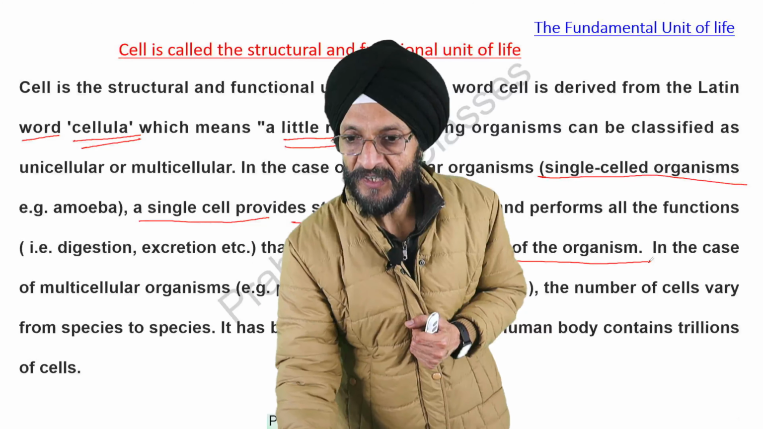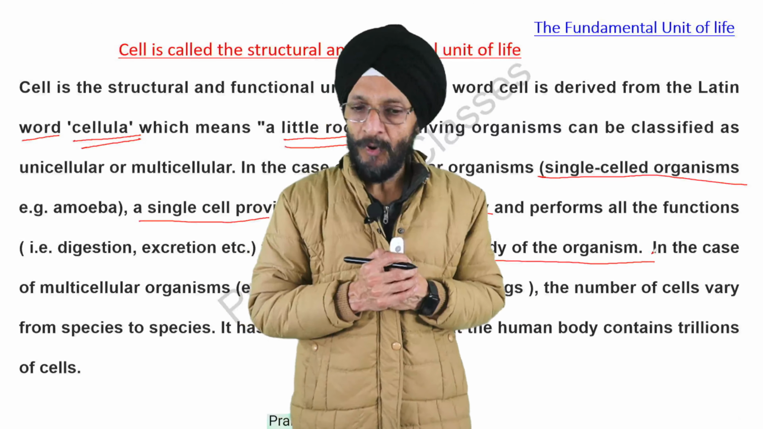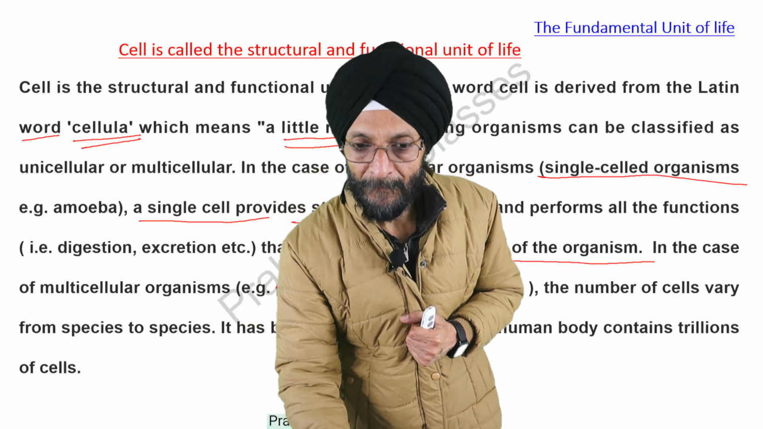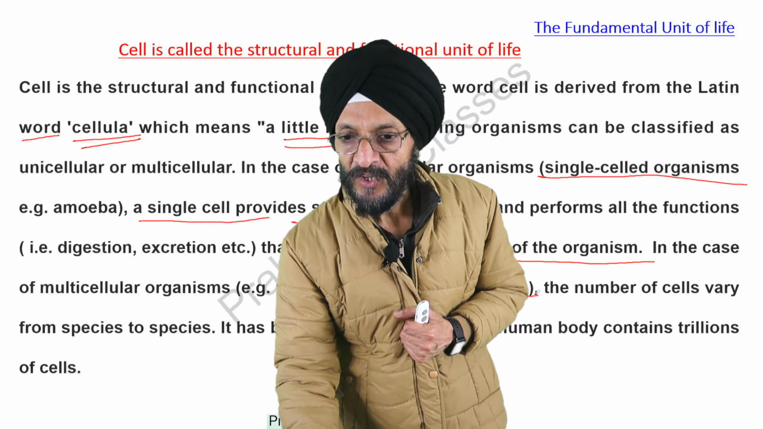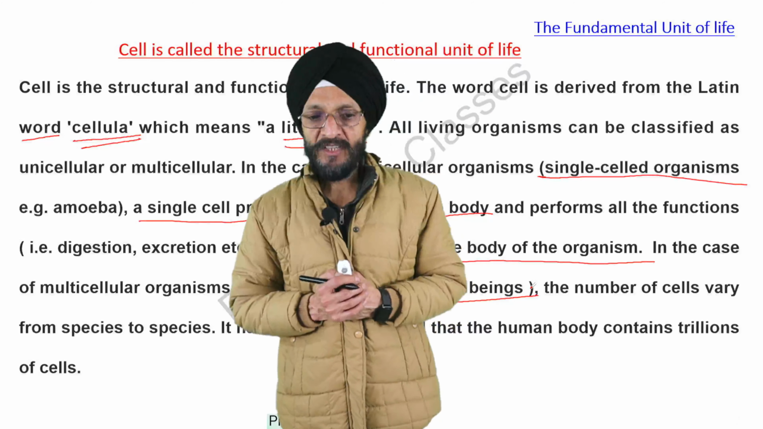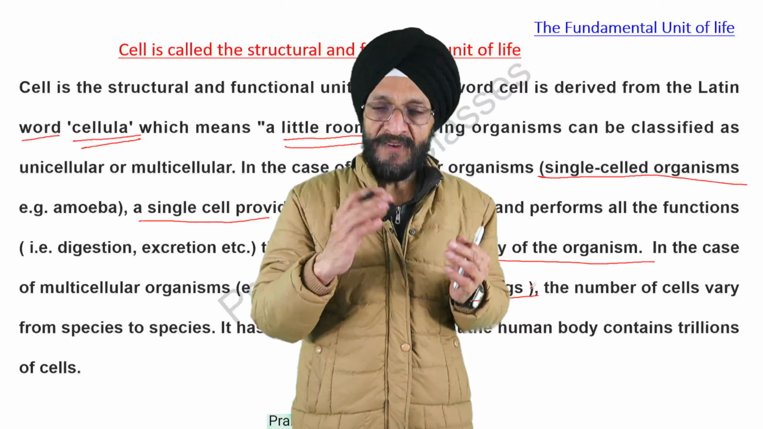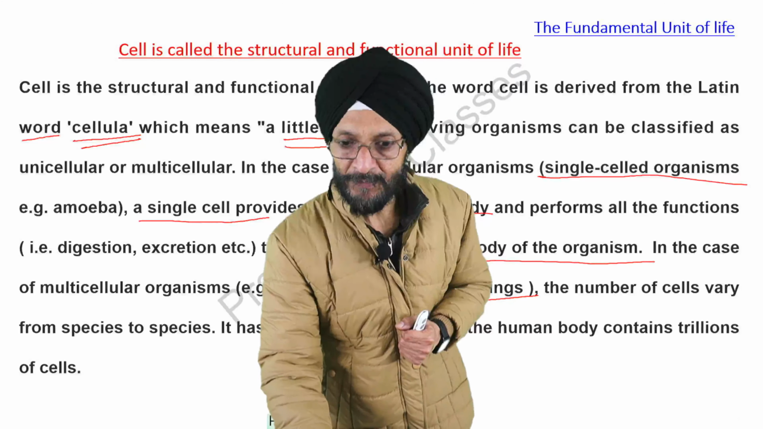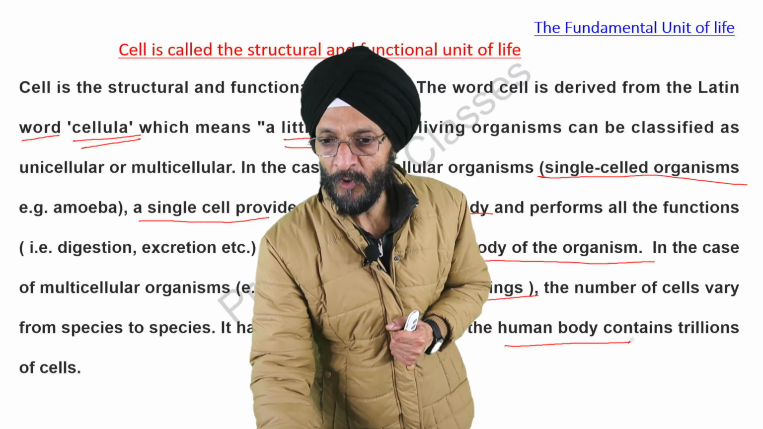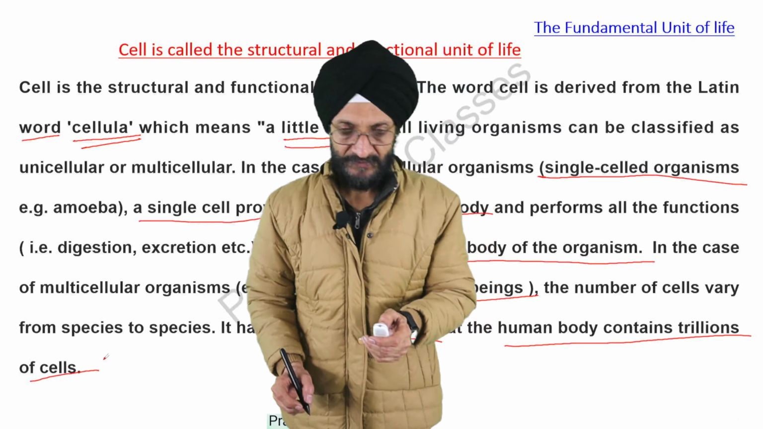In the case of multicellular organisms, there are multiple cells in the body. Examples of multicellular organisms are plants, animals, and human beings. The number of cells varies from species to species. It is approximated that the human body contains trillions of cells.